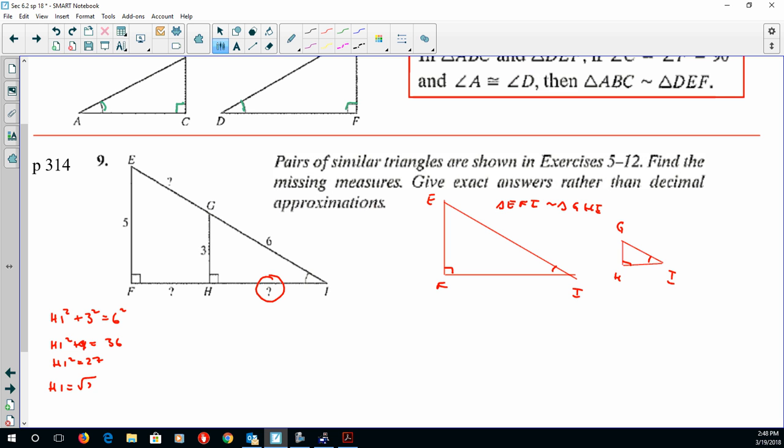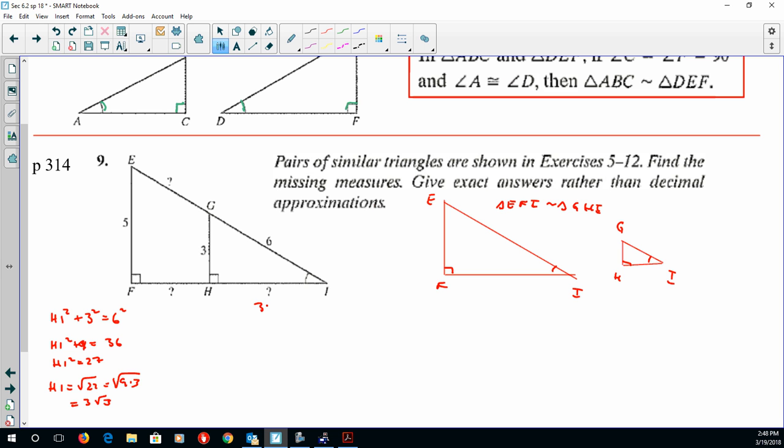27 is 9 times 3, and I can take the square root of 9. 3 square root of 3. So they don't want decimals on this one. So let's do that one. Okay.